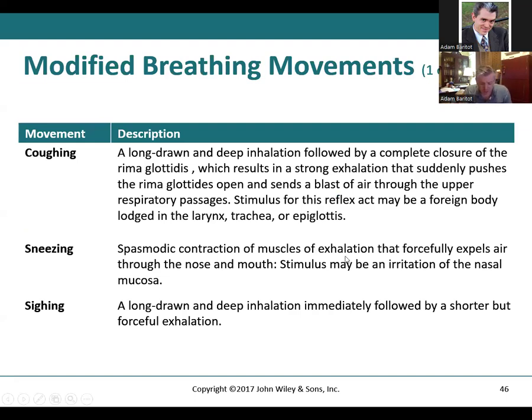Modified breathing movements. These are associated with various types of breath where your body is using breathing movements to protect itself or express. Coughing, long, deep inhalation followed by a closure of the rima glottis, which results in a strong exhalation that pushes potential foreign bodies lodged in the larynx, trachea, or epiglottis out of your system. Sneezing, a spasmodic contraction of the muscles of exhalation that forcibly expels air through the nose and mouth. Stimulus may be an irritation of the nasal mucosa, or for some of you genetic folk, staring at the sun.